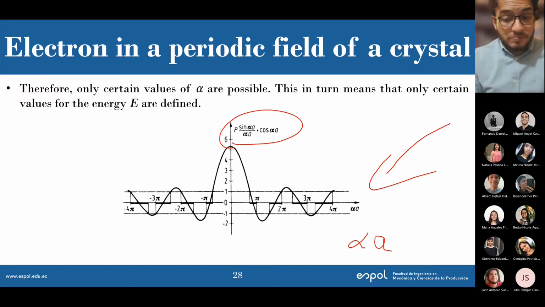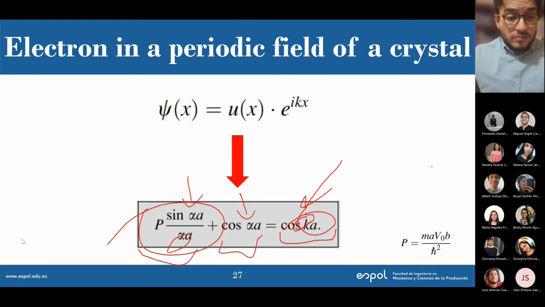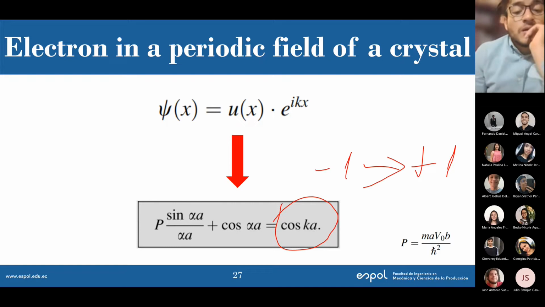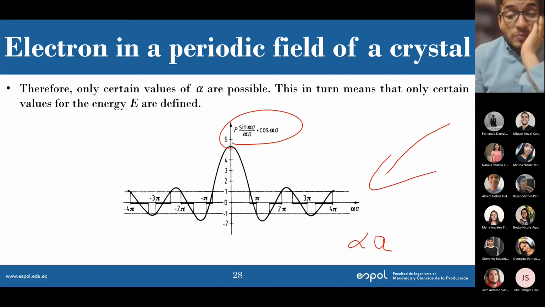Why? Because remember, this term, guys, is only defined from -1 to +1, isn't it? The cosine of a function, in this case the cosine of Ka, is only defined from -1 to +1, unless I have imaginary values of K.